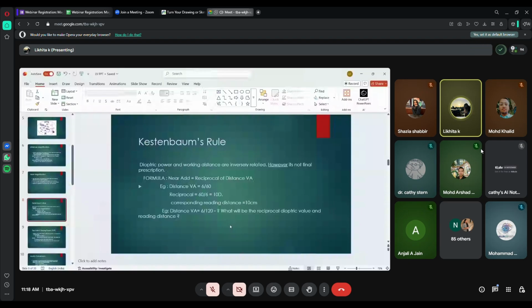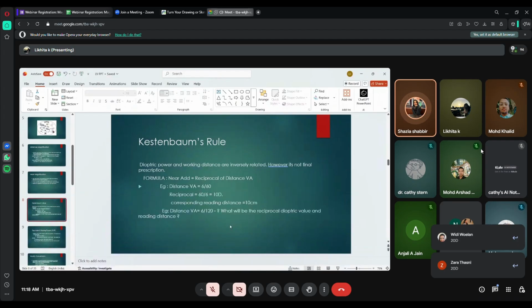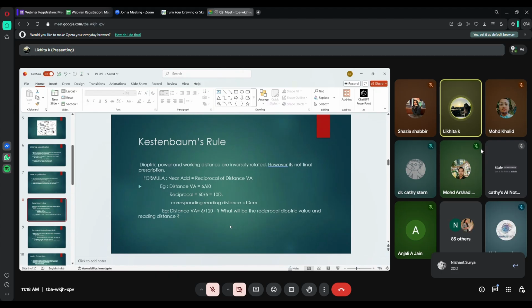Okay. So for example, if the distance visual acuity is 6 by 120, then what will be the reciprocal dioptric value and the reading distance for this particular case? 20 diopter is the common answer that I can see right now. Okay, guys, that's correct.